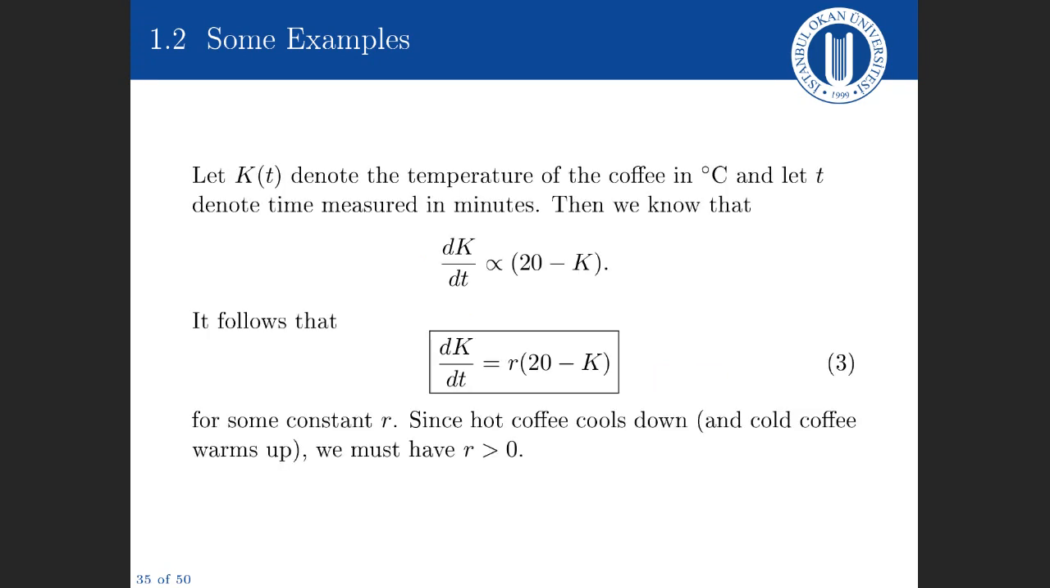Let K(t) be the temperature of your coffee in degrees centigrade, and let t be time measured in minutes. Newton's law of cooling says that dK/dt is proportional to the difference between the temperature of the room and the temperature of the coffee. In other words, dK/dt is some constant r multiplied by 20 minus K. But is r a positive constant or a negative constant? Because hot coffee cools down and cold coffee warms up, it makes sense that r must be a positive number.